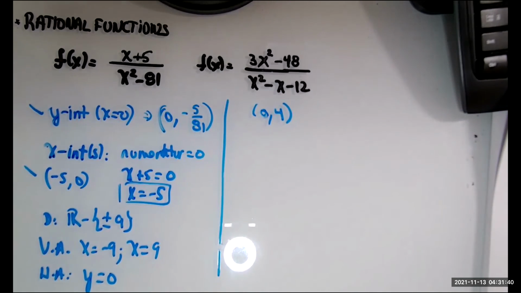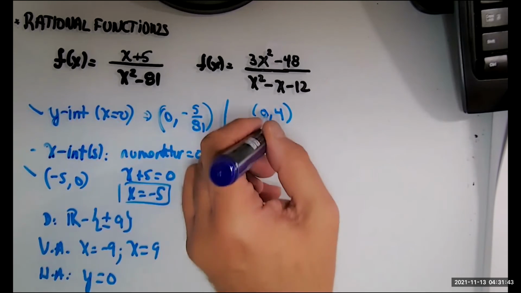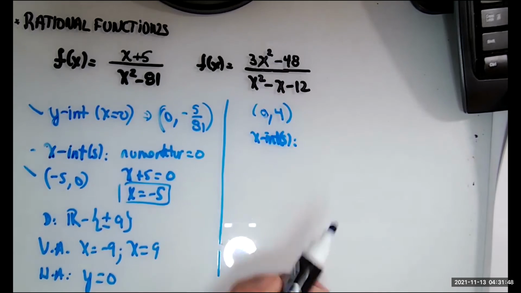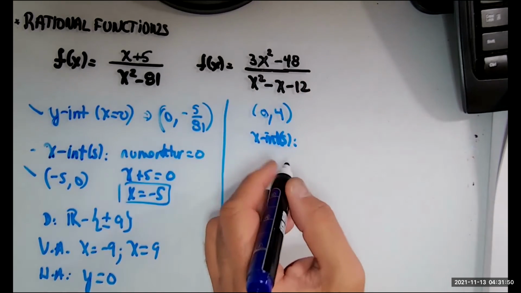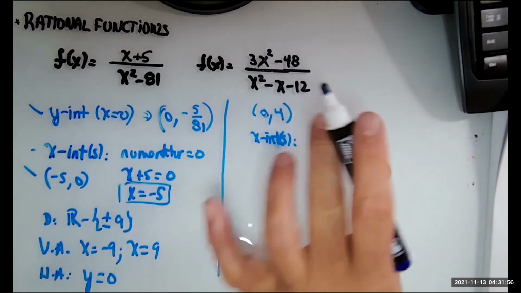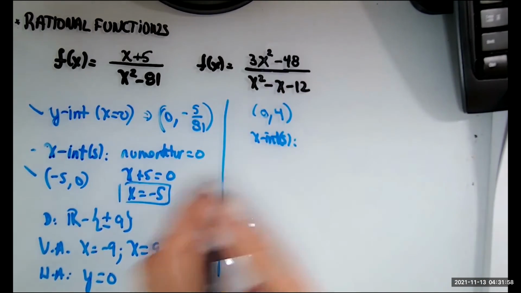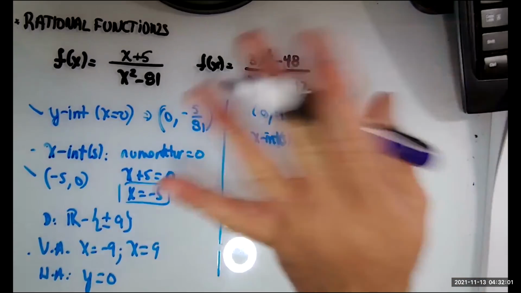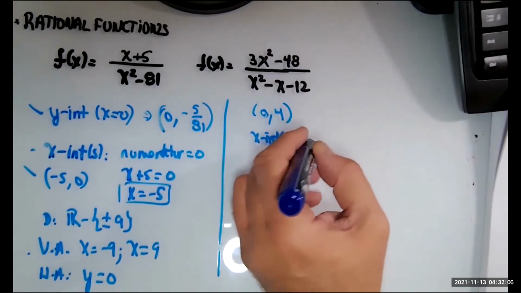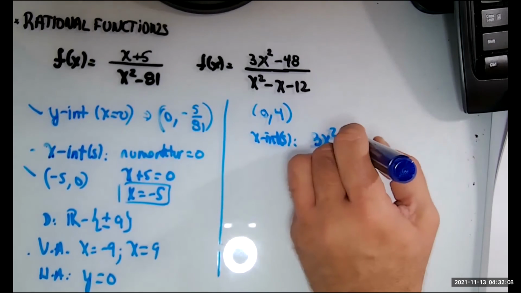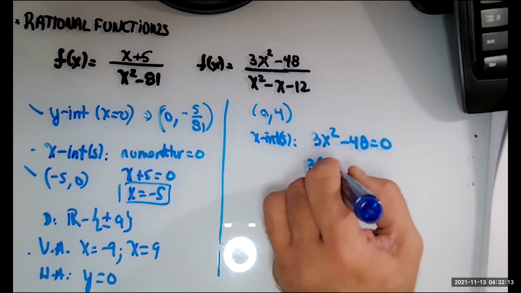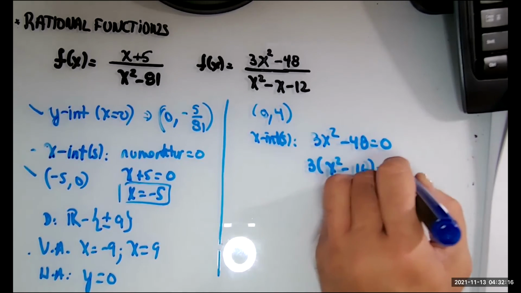Okay. What about the x-intercept? My numerator equals 0. Well, normally we look for the domain first, so I'm going to contradict myself in a few. So my x-intercept: my numerator, 3x squared minus 48 equals 0. We can factor out the 3. It would be x squared minus 16 equals 0.